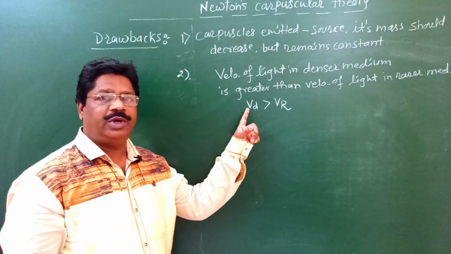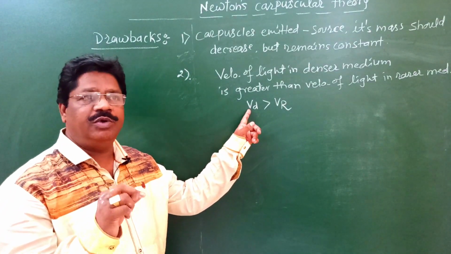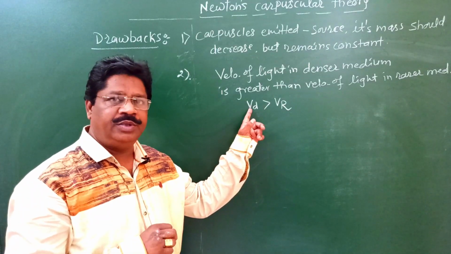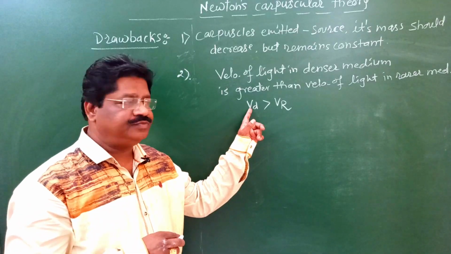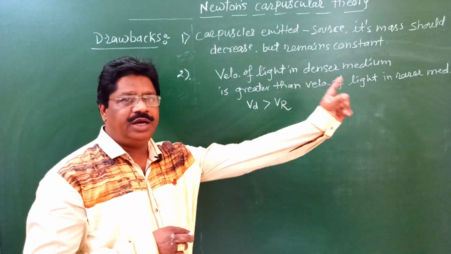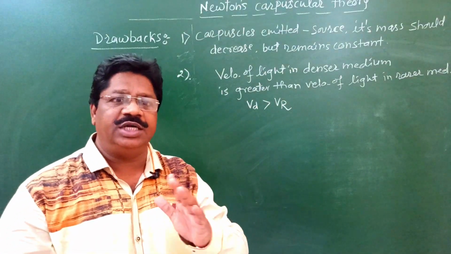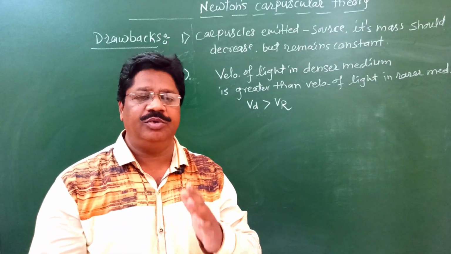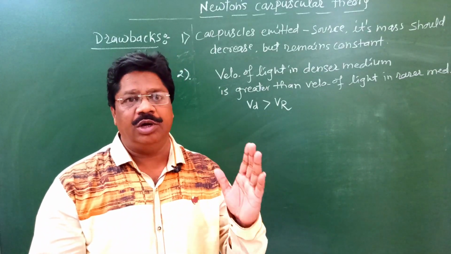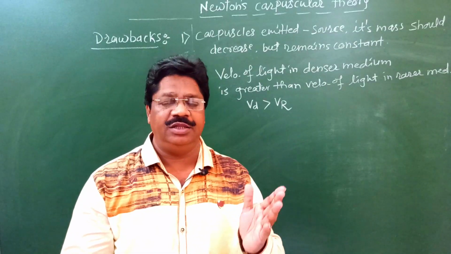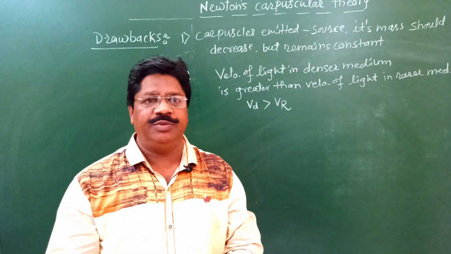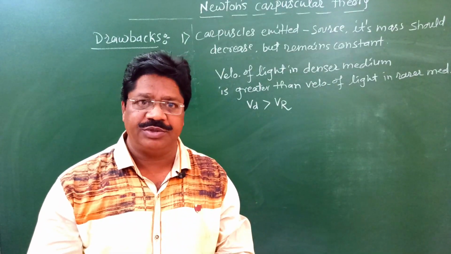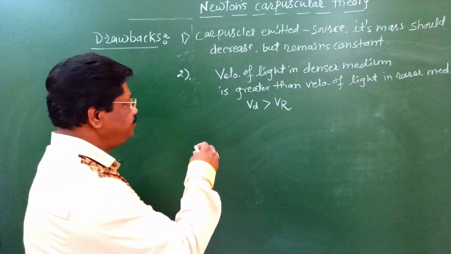This is the velocity of light in the denser medium. In glass or water, when light travels through the medium, its velocity actually decreases. Air or vacuum are rarer media compared to glass and water. The velocity of light in the rarer medium, air or vacuum, is always greater than the velocity of light in glass or water, and therefore this is the second major drawback of Newton's corpuscular theory.